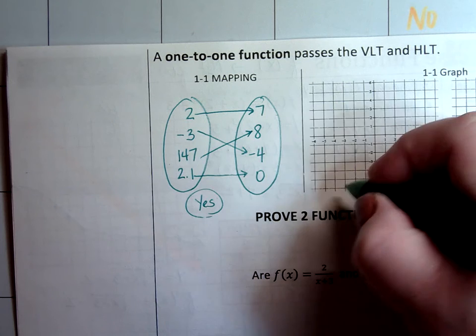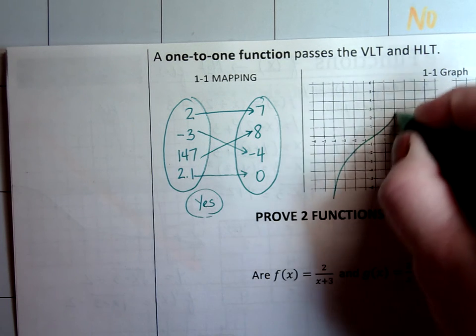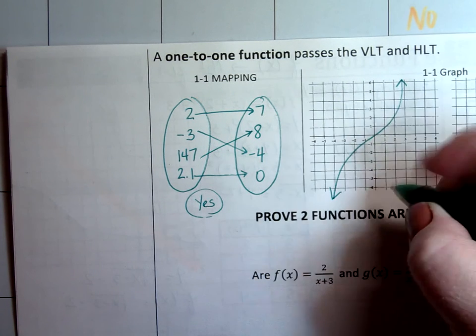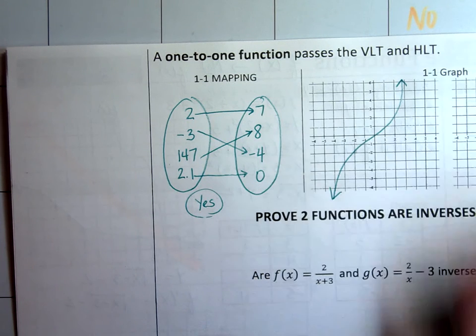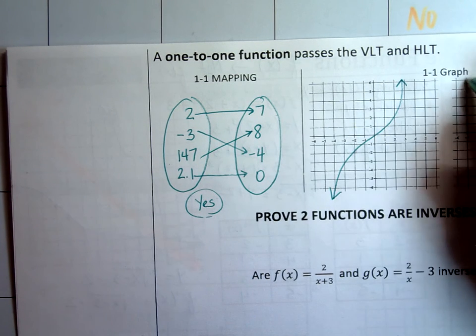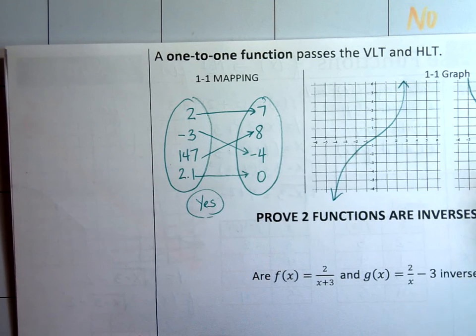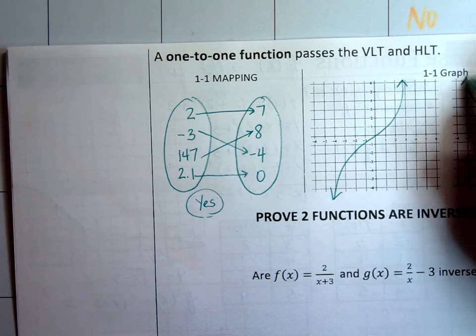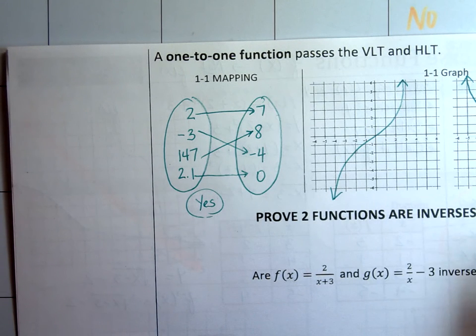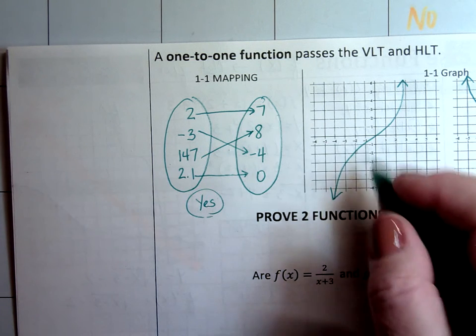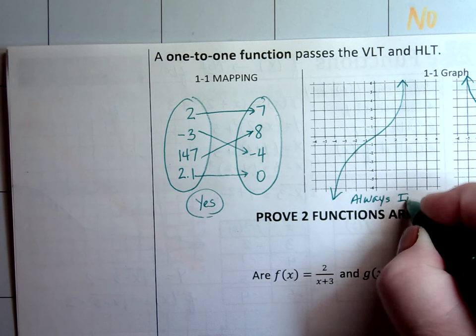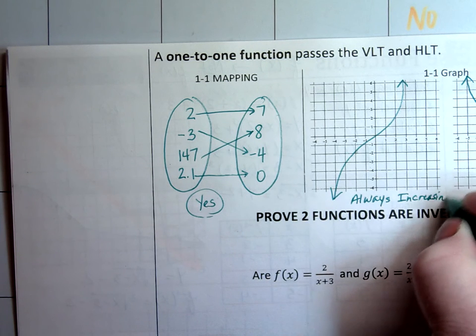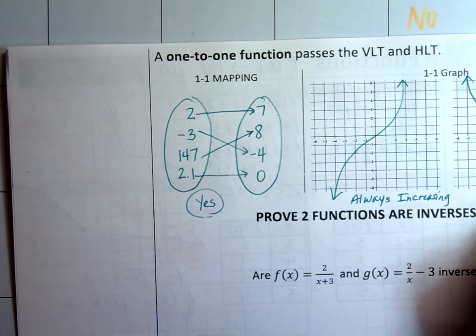They are either always increasing, like the x cubed graph. See, that would pass the horizontal line test, it would pass the vertical line test. Or they are always decreasing, going this way. That would pass the horizontal line test, that would pass the vertical line test. So in order for it to be 1-to-1 and pass those things, it's either going to be always increasing or always decreasing.